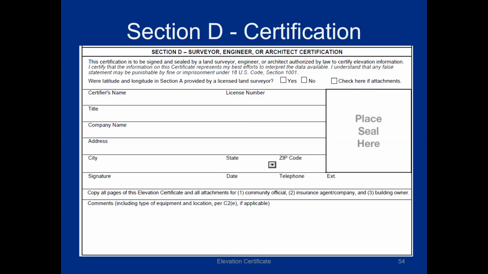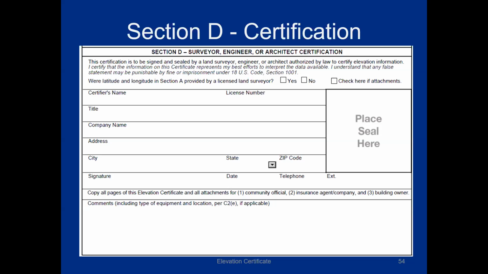So you have comments about type of equipment in C2E, location of that equipment, engineered flood openings. Remember up in section A8C and A9C, you're entering the actual opening for the elevation, for the flood vents. Down here in your comments, you can put the effective opening for that. Oh, and by the way, you should always include with the elevation certificate the certification that comes with your engineered opening, if it's an off-the-shelf store-bought engineered opening.